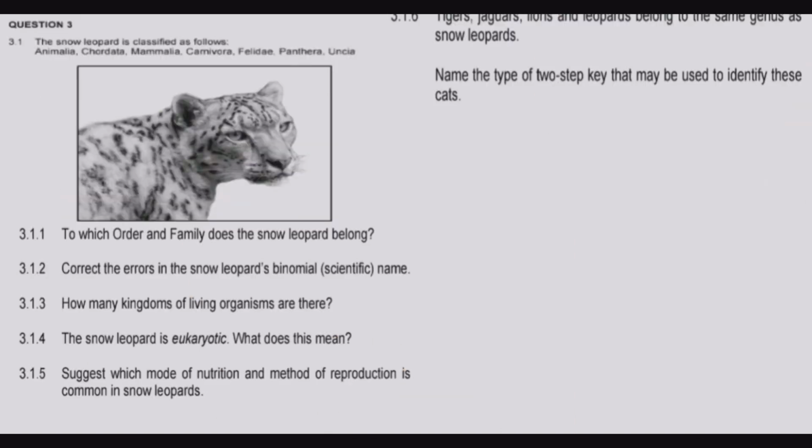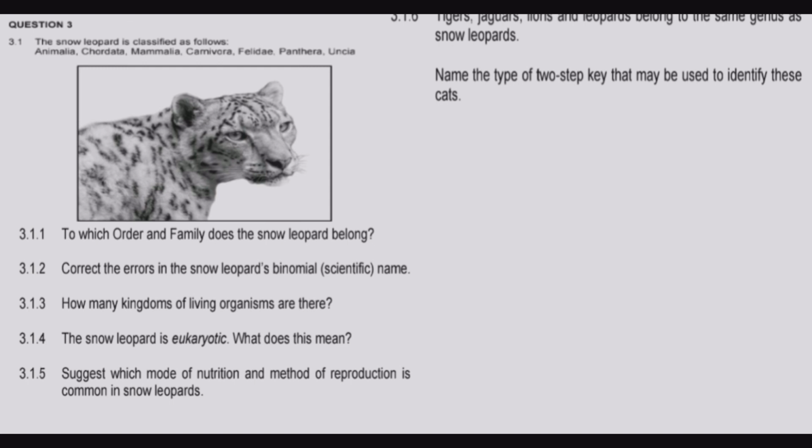Question 3. Okay, we come to question 3, which is question 3.1. So question 3.1 is as follows. The snow leopard is classified as follows: animalia, chordata, mammalia, carnivora, and felidae, as well as Panthera uncia. Okay, I'm not sure if this is clear with you. For me, it is not very clear. So that is how the snow leopard is classified. Okay, so we come to the actual questions.